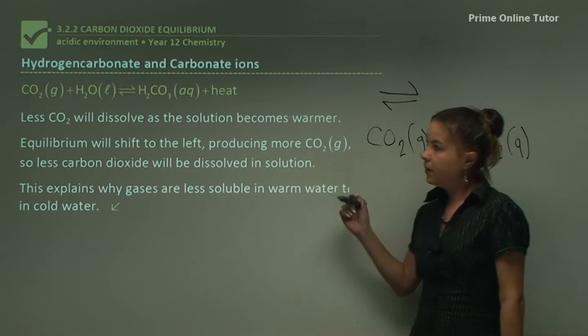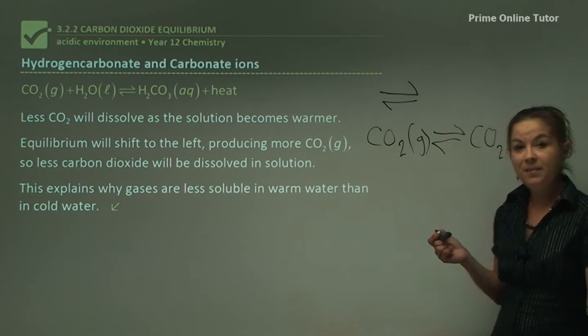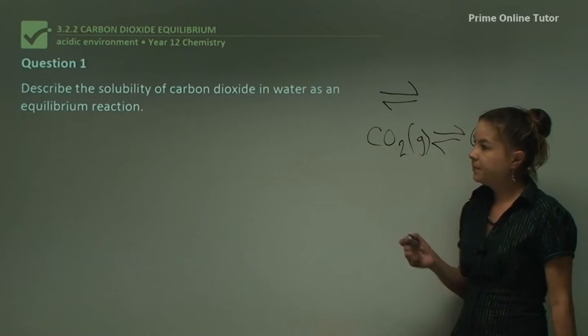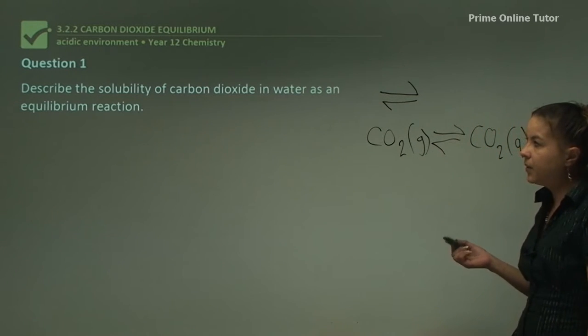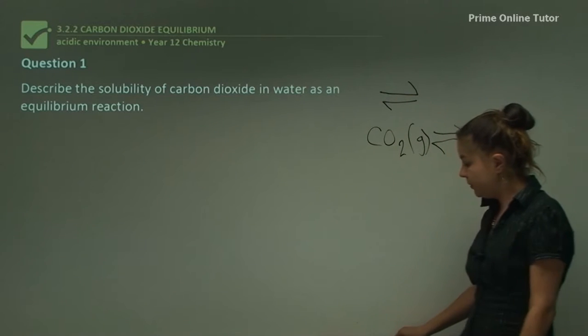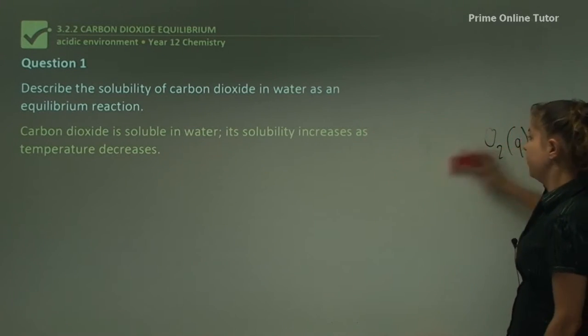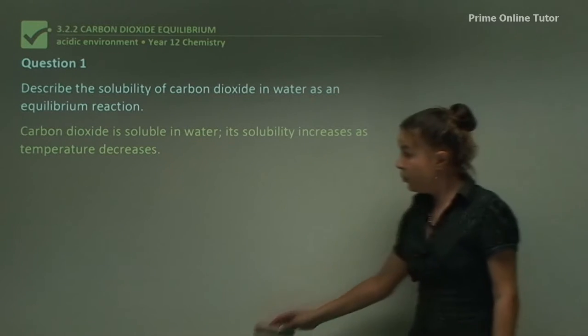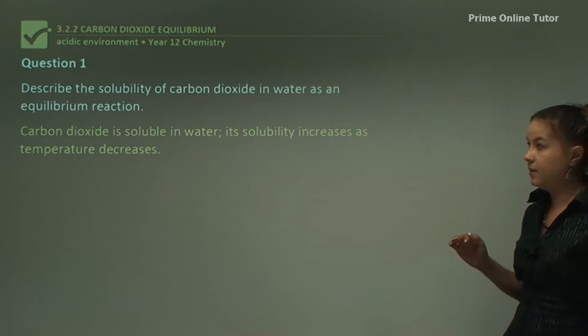So that wraps up the theory part for this section. So let's look at a few questions now. Okay, question 1. Describe the solubility of carbon dioxide in water as an equilibrium reaction. So, carbon dioxide is soluble in water, and its solubility increases as the temperature decreases.